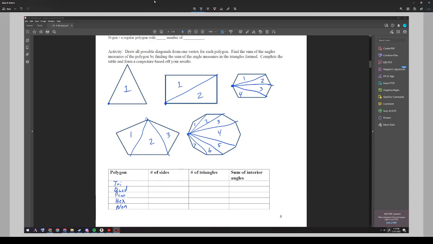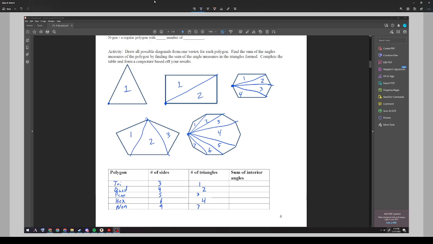So the number of sides we knew from the previous slide is going to be 3, 4, 5, 6, and 9. But the number of triangles follows kind of a pattern as well. A triangle has one triangle. Our quadrilateral had 2, our pentagon had 3, hexagon had 4, and nonagon had 7 triangles that we can draw by making all those diagonals.